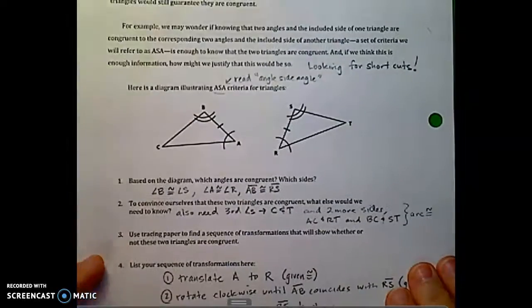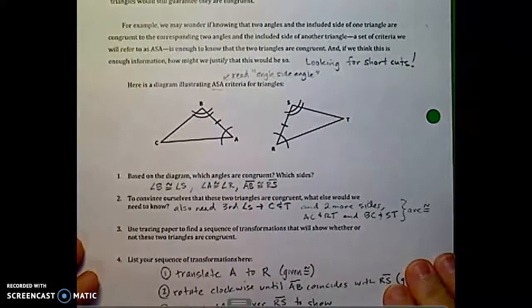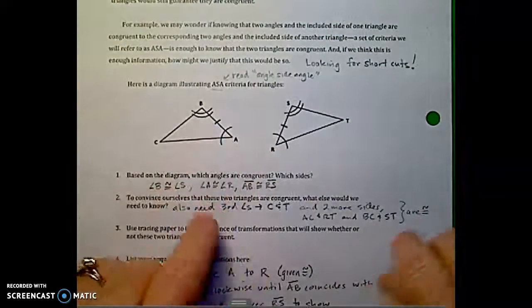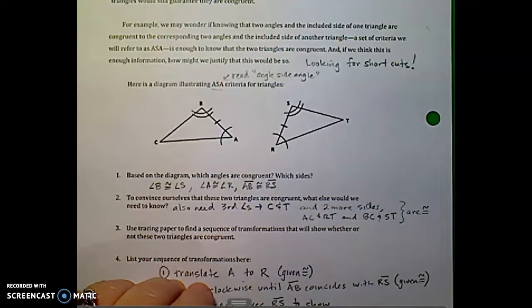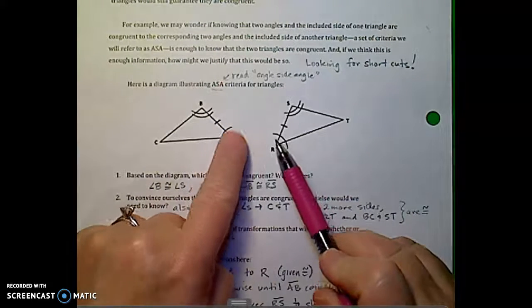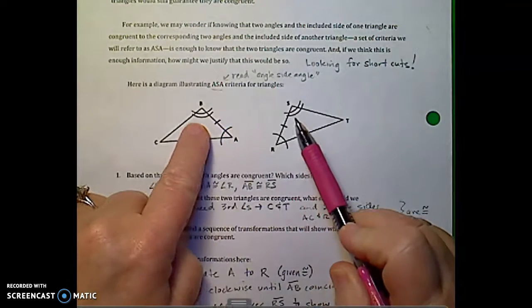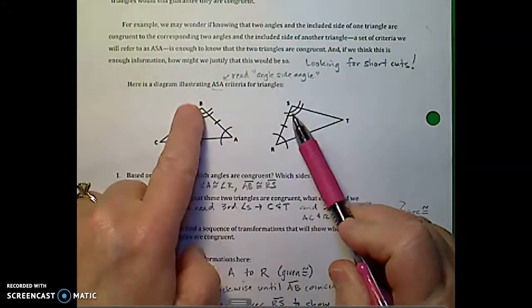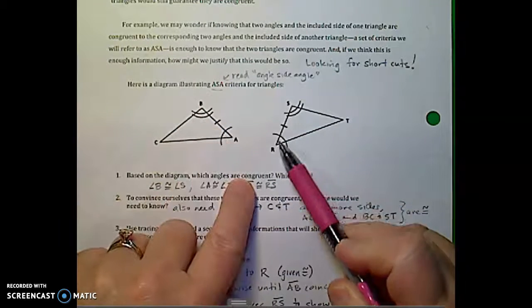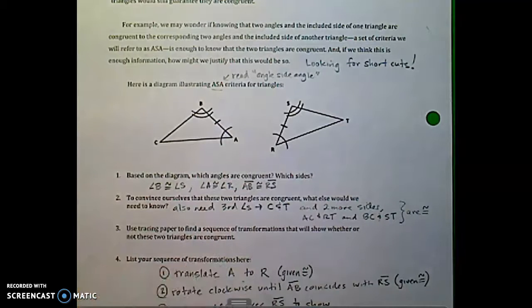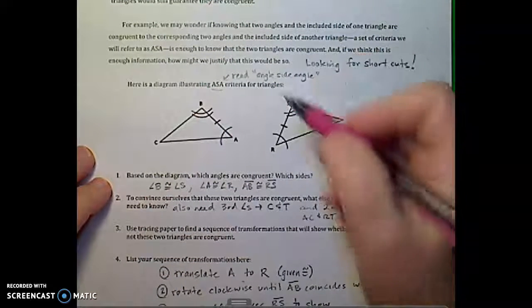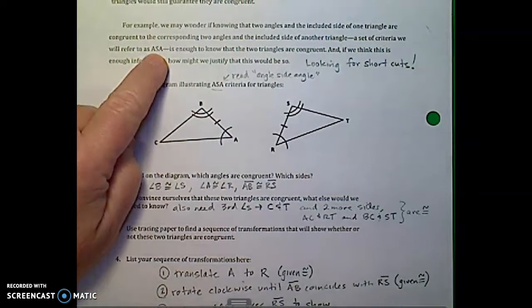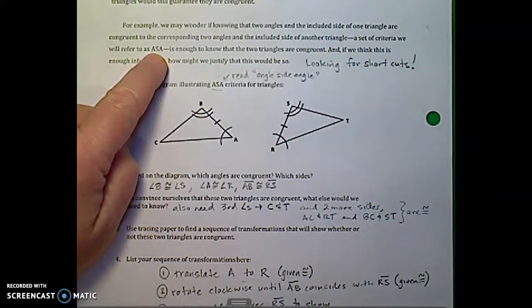So here's the first example. We have these two triangles, and you can see from the markings that angle A and angle R are congruent. Angle B and angle S are congruent to each other. And then these two sides, side AB and side RS, are also congruent. What we're going to be looking at on this is the shortcut called angle side angle.